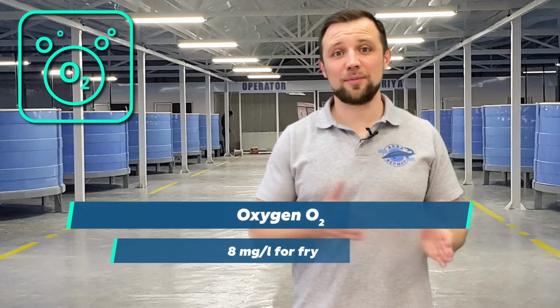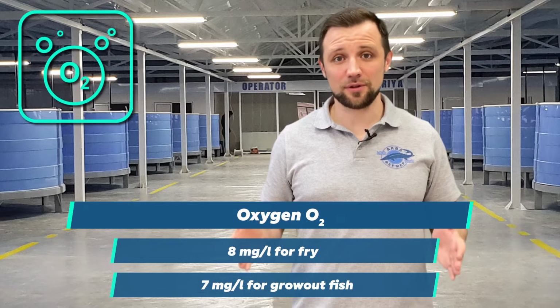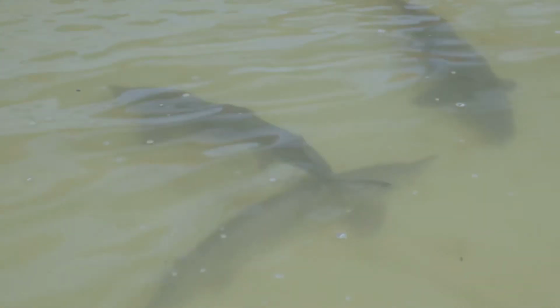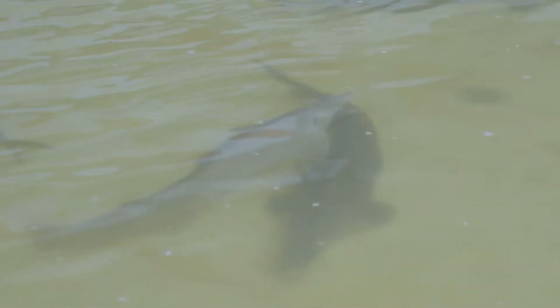Oxygen. The minimum oxygen concentration is 8 mg per liter for fry and 7 mg per liter for grow-out fish. Of course, the sturgeon will still live with lower oxygen concentrations dissolved in the water, but these will already be uncomfortable conditions, which will result in a lower growth rate, so the lower limit is 8 mg per liter for fry and 7 for grow-out fish.